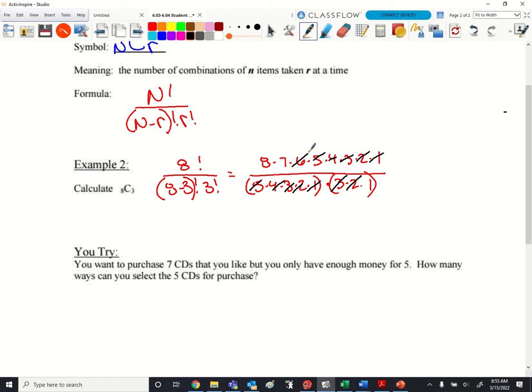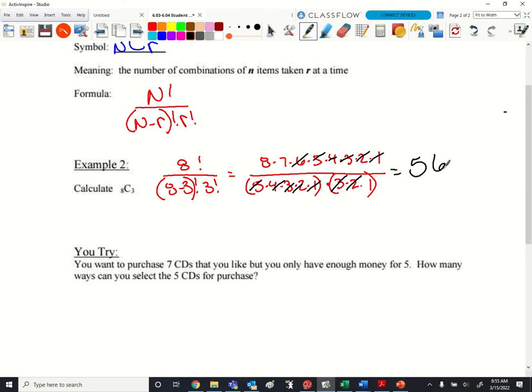Leave one there. All right, so now what's going to be left on the bottom? 1. Very good. 1's left on the bottom. So if I cancel out everything on the bottom, I'm going to have 1 being left. Now, what's left on top? 8 times 7. What is 8 times 7? So 56.